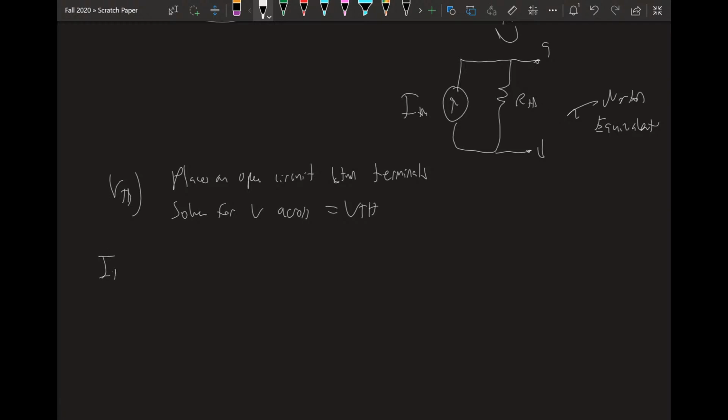To solve for I Thevenin, you're going to place a short circuit between the terminals.